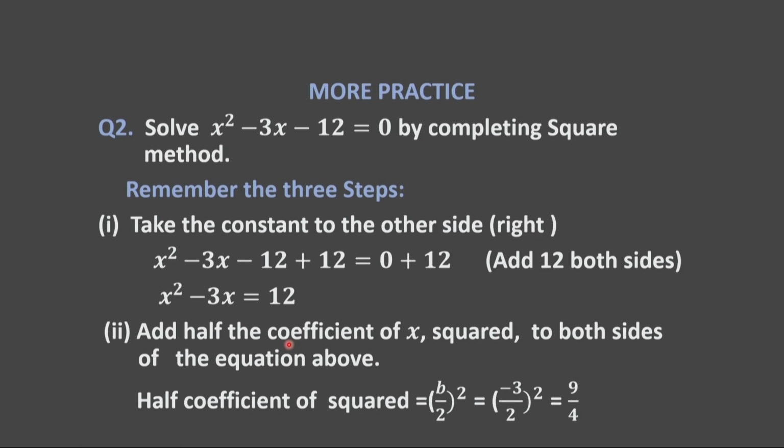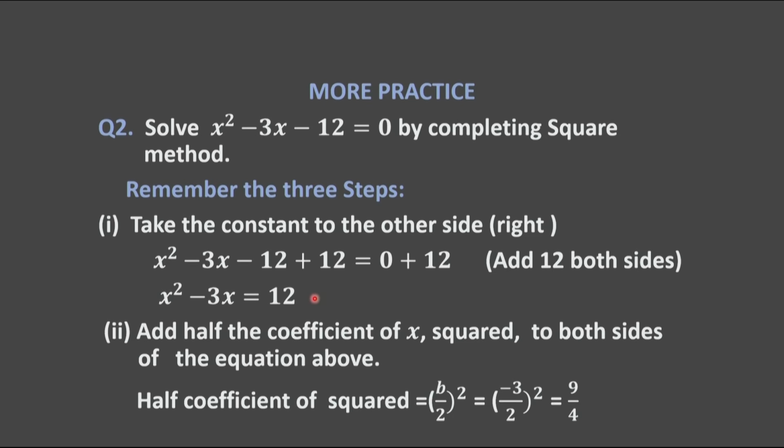Now, remember the 3 steps. The first step is we separate the constant from the variables, from the unknowns. That's the first step we always do. And because it's minus, we eliminate it by adding 12 to both sides. I did it here. You can see that. I recommend putting down the steps the way they are. Then you simplify later. When you simplify, you get the expression x squared minus 3x is equal to 12. That's step 1.